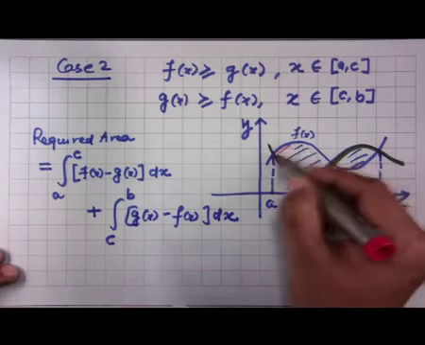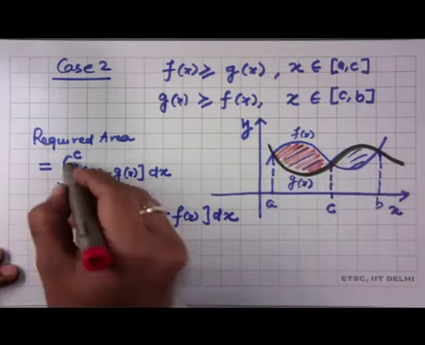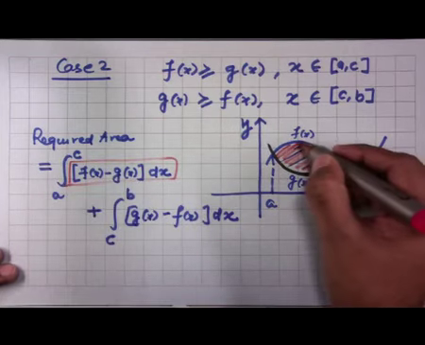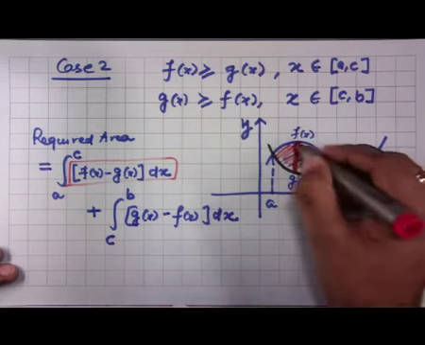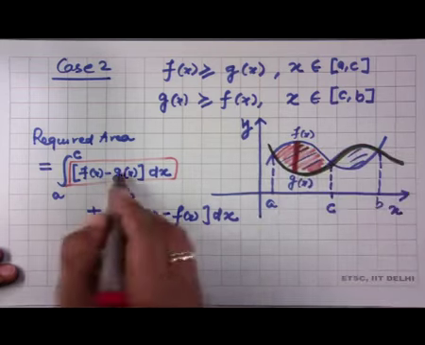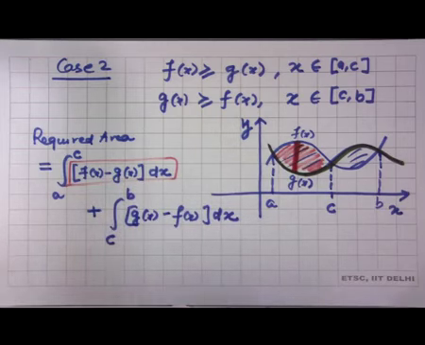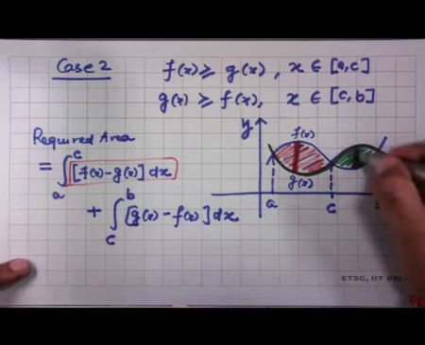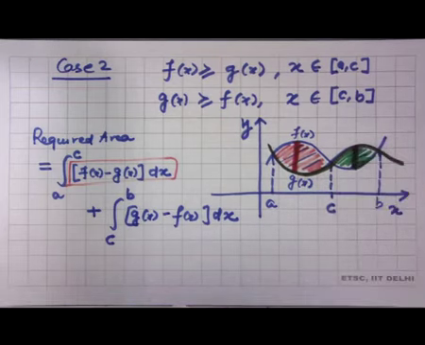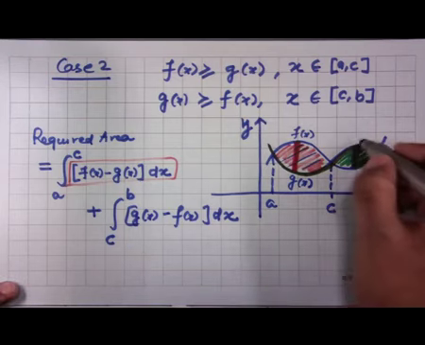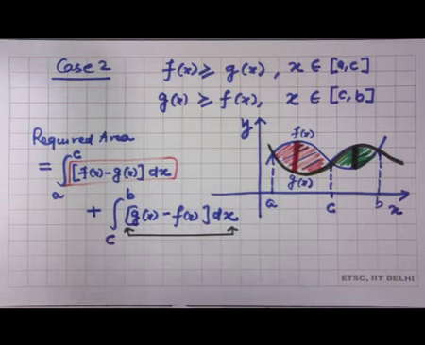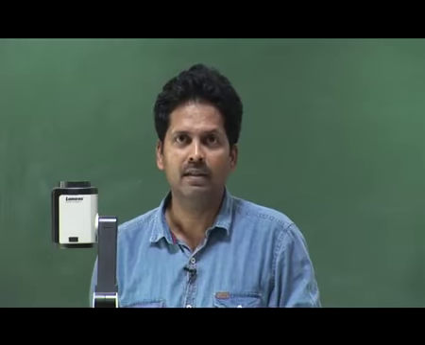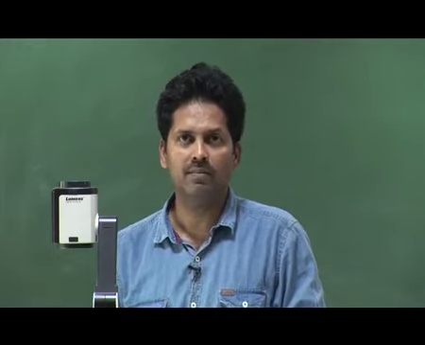For the red shaded area, the elementary area is this, because f(x) dominates. So, the elementary area, that is the area of the elementary strip or thin rectangle, is (f(x) minus g(x)) into dx, and for the green shaded area, the elementary strip is this, and the elementary area will be given by (g(x) minus f(x)) into dx. Now, let us apply this formula and solve some problems.